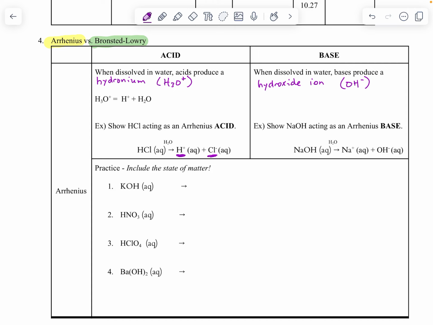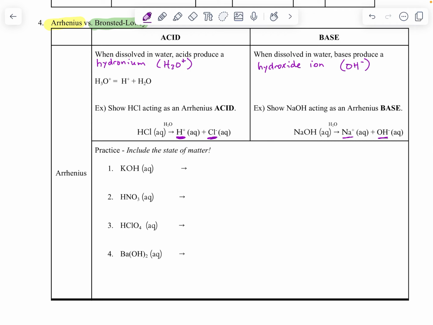So as an Arrhenius base, we see the ions that form in solution. For a sodium hydroxide base, it's the Na ion and the OH ion. So when we're going through these, all we're doing is splitting these up and getting them to dissociate, which means split apart into its ions. And these are all going to be freely in water, so they are dissolved in water, which means they are all aqueous. So the state of matter should always be aqueous.